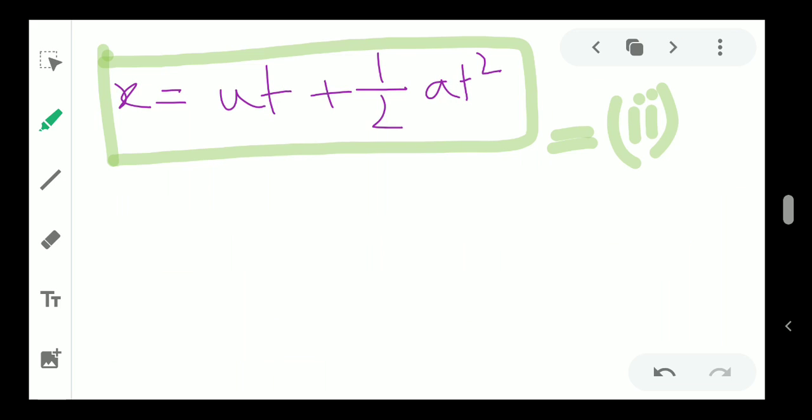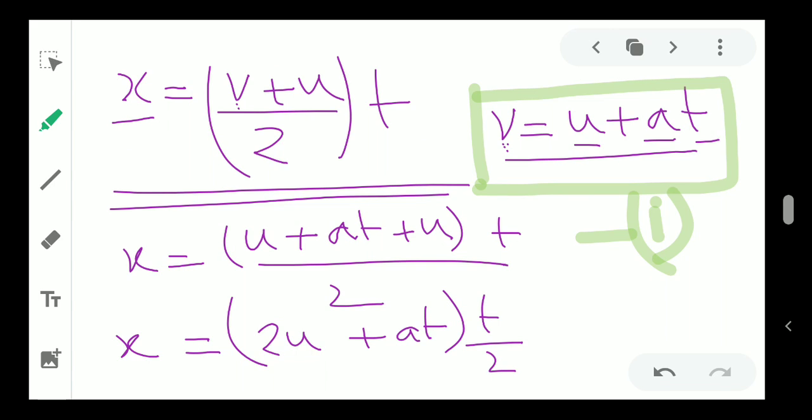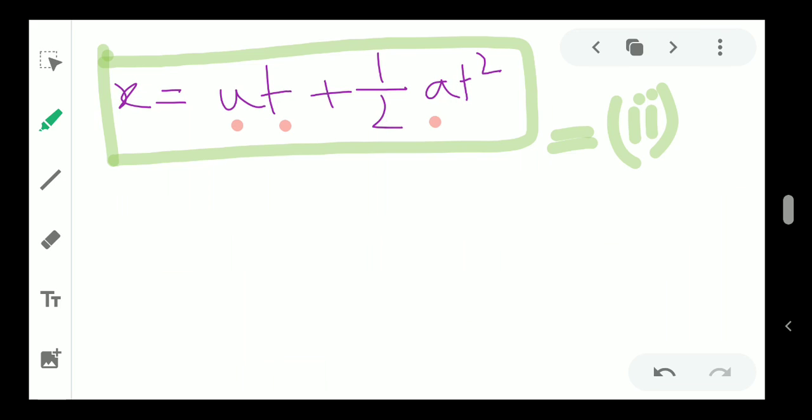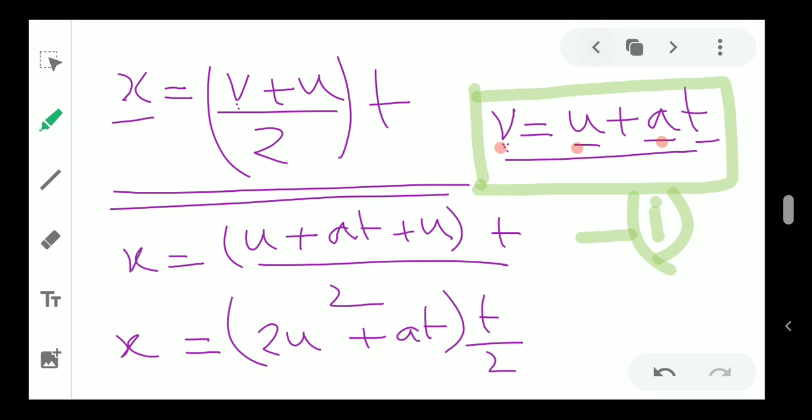Now coming to the third equation of motion. We have already seen that if u, a and t are known to me, I can find x. But here you have seen there is no x, only u, v and a. There are some cases when t is not provided, and in that case how are we going to find it? So we are going to find an equation where t is substituted somehow, and we don't have to put t in order to predict the motion.